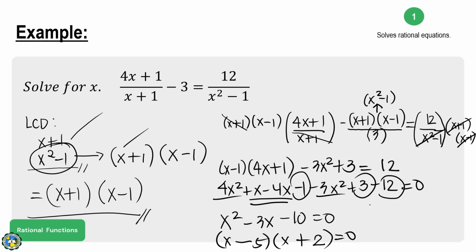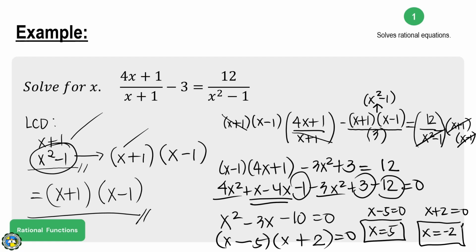So, para makuha natin yung value ni x, equate po. X minus 5 equals 0 and then x plus 2 equals 0. So, transpose, we have positive 5 and the other one is negative 2. So, therefore, mayroon po tayong two solutions, no? 5 and negative 2, na kung saan masasatisfy yung ating equation po. Sige, let's try po, no? The first value which is 5.